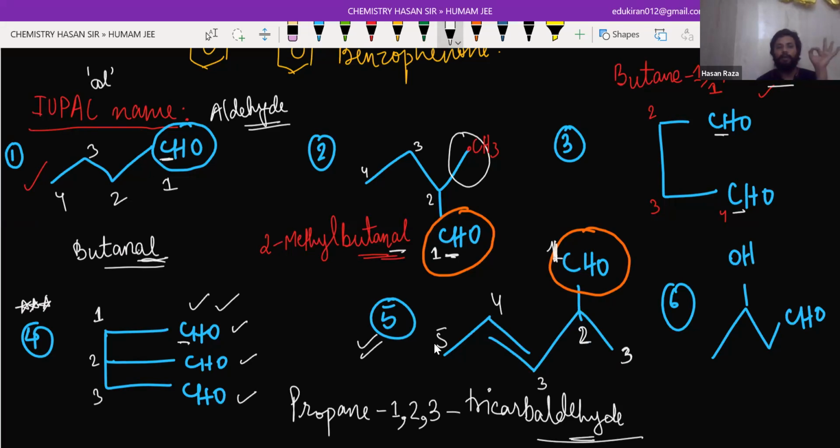Simple wrong answer. To whom are you giving preference? Functional group. Already you gave preference and you took the functional group as the first carbon. If you are going on the right, you are getting 3 carbons in the parent chain including the functional group, and if you are going on the left, you are getting 5 carbons in the parent chain including the aldehyde.